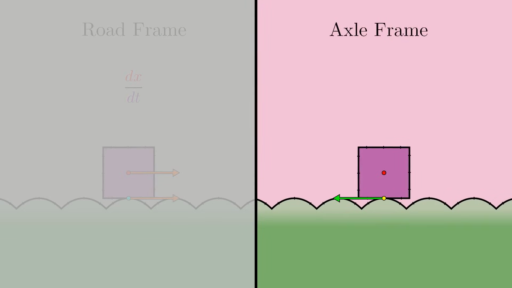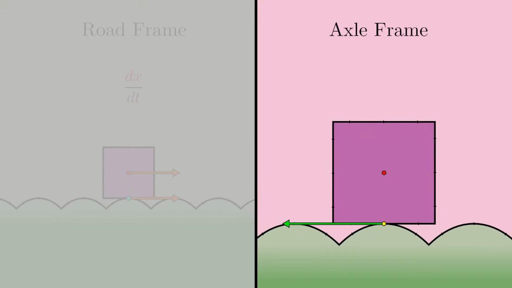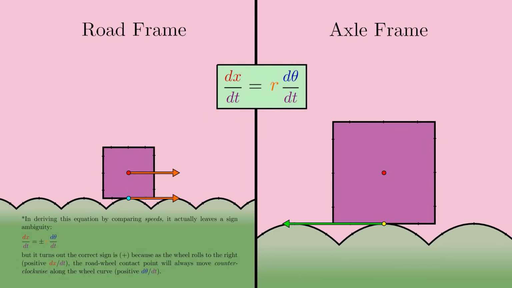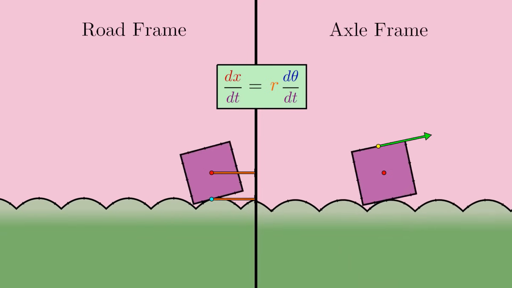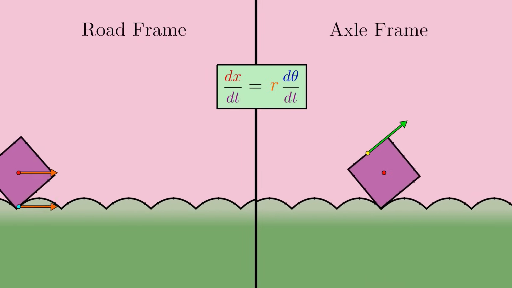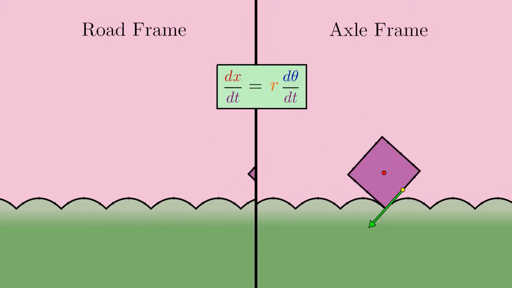As for the speed of the rim relative to the axle, if you've taken some physics, you might know that you can compute the speed of an object moving in a circle by multiplying the radius, r, by its angular speed, the rate of change of the angle it makes with the center point. In this case, that would be equal to the time derivative of theta. And so, setting the axle speed equal to the rim speed, we get a second relation between the road and wheel. The derivative of x is equal to r times the derivative of theta, a differential equation that gives us a way to solve for x given r and theta.